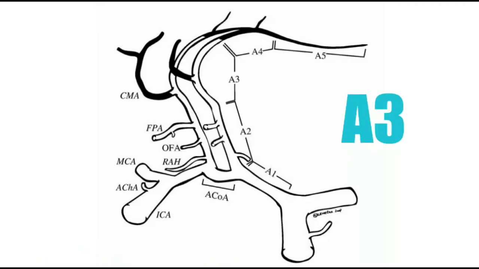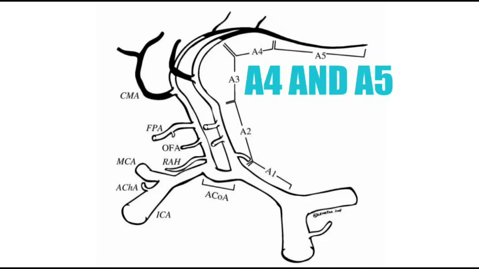The A3 part is also termed the pericallosal artery, and it is the main terminal branch of the anterior cerebral artery. This A3 part goes posteriorly in the pericallosal sulcus to form the internal parietal arteries and the precuneal artery. And the last, A4 and A5, are very small branches, also called the callosomarginal artery.